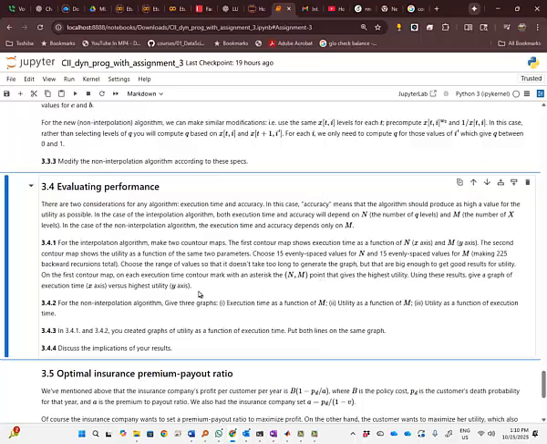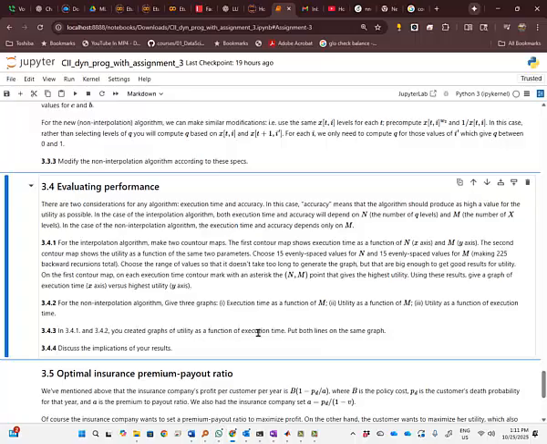All right. Now, this is all for the interpolation algorithm. For the non-interpolation algorithm, it's somewhat simpler because we only have one number that we're varying. We're only varying m. So here we just need to find execution time as a function of m, utility as a function of m, and then using these two graphs, I can find utility as a function of execution time. Right? So for the interpolation algorithm and for the non-interpolation algorithm, I'll have utility as a function of execution time.